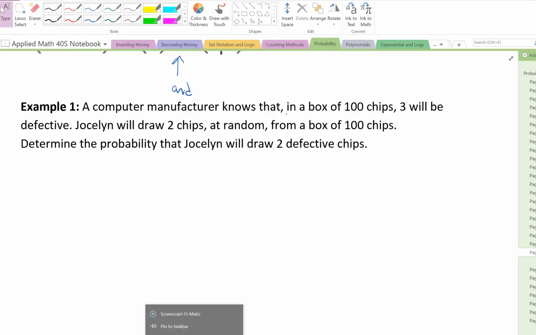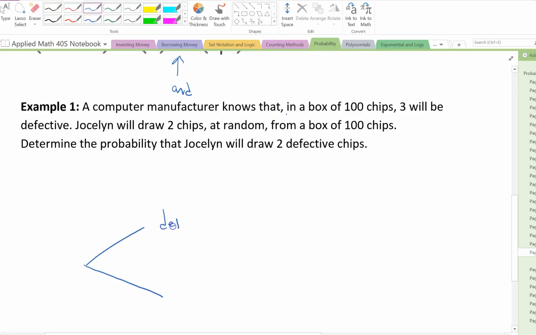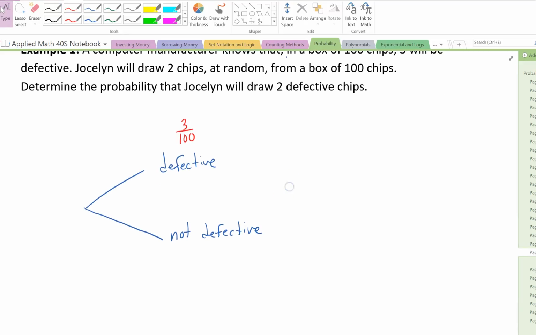So when we draw our first chip, the chip will either be defective or not defective. And we're told that if it's defective, there's 3 of them out of the total 100. So I'm going to write that probability there. 3 out of 100 will be defective. Well, that means that 97 out of 100 will not be defective. Okay, well that's the first chip.